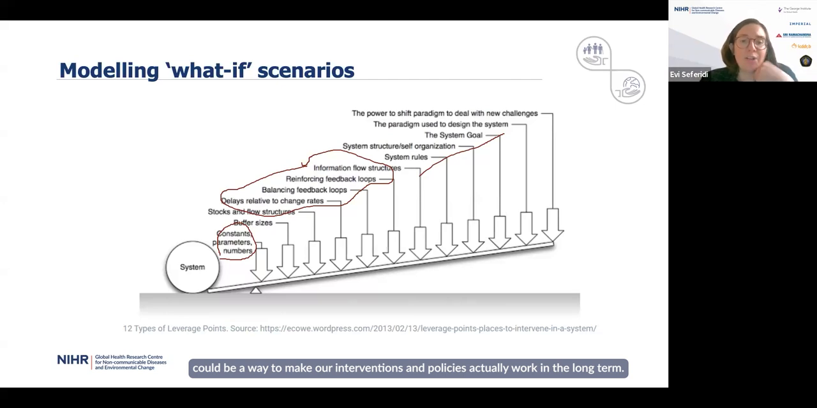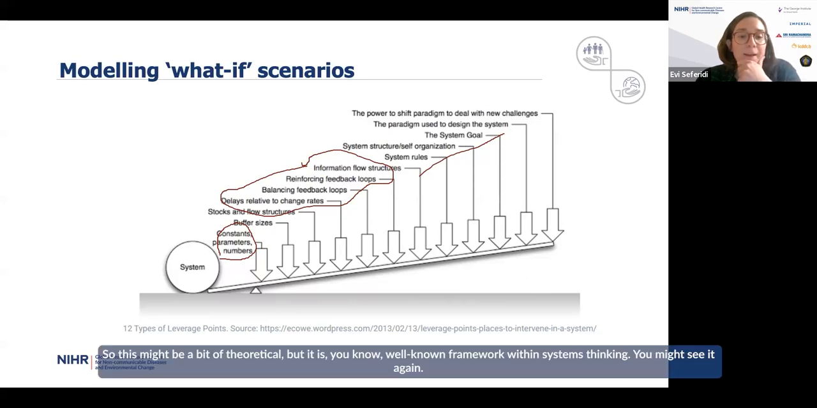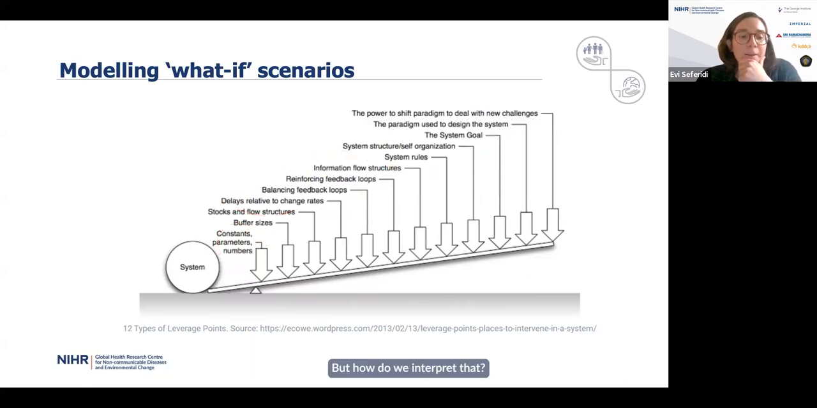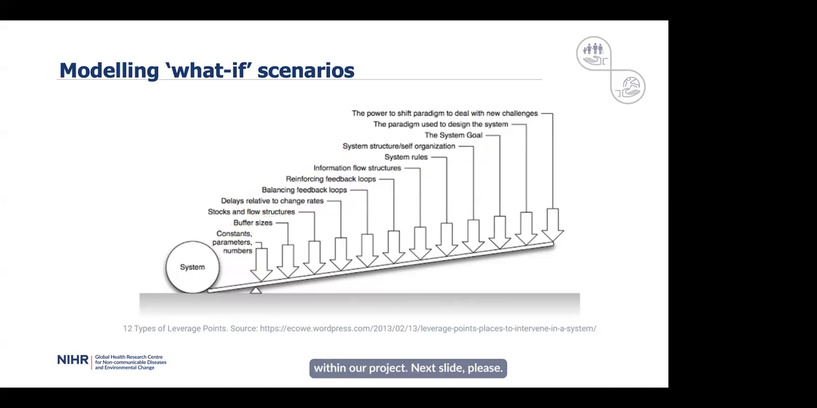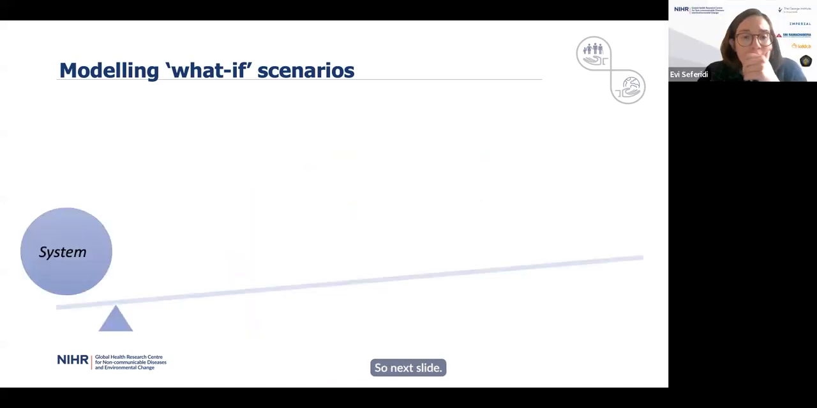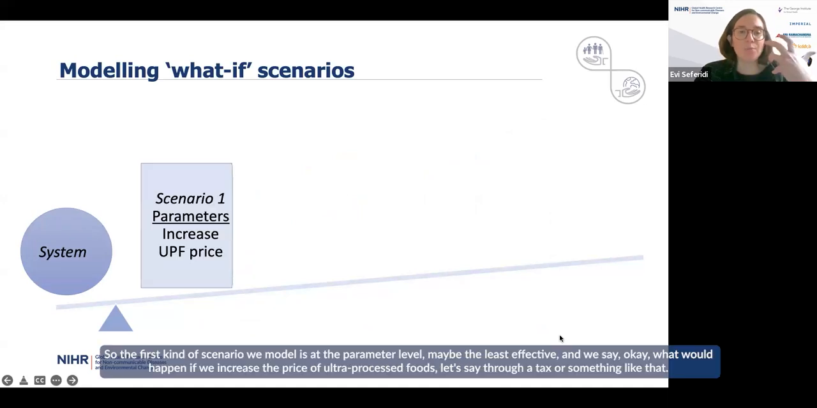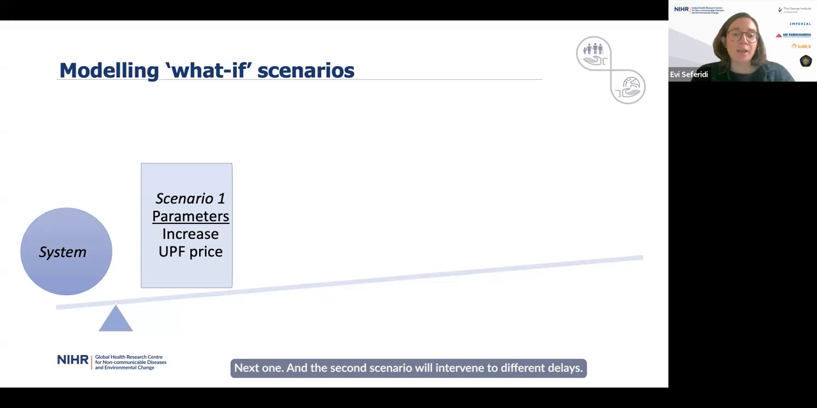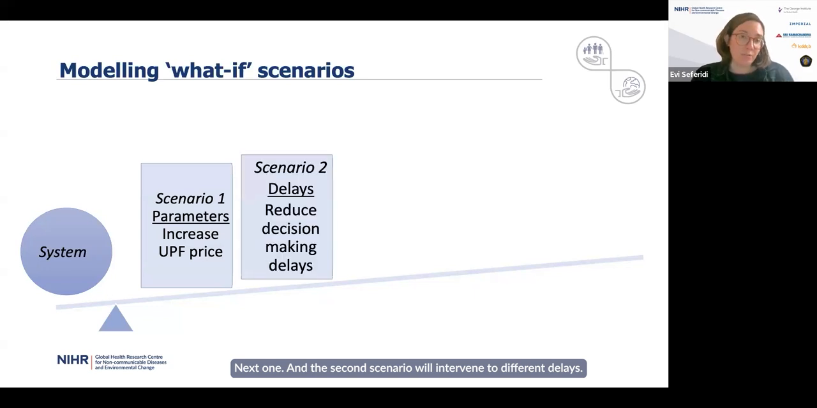So this might be all a bit theoretical, but it is a well-known framework within systems thinking. You might see it again. But how do we interpret that within our project? Next slide, please. So the first kind of scenario model is at the parameter level, maybe the least effective. And we said, okay, what would happen if we increase the price of ultra-processed foods, let's say through a tax or something like that? Next one, the second scenario will intervene on different delays.